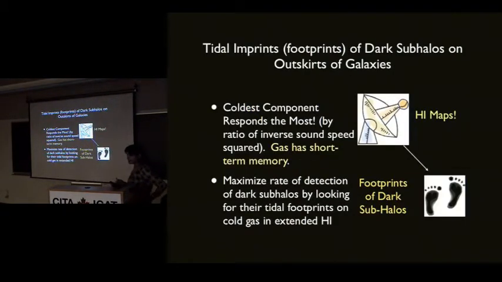However, it is the coldest component of the galaxy that is the most responsive, by the ratio of the inverse sound speed squared, since the gas is colder than the stars. So for this reason, you can really maximize the rate of detection of dark subhalos by looking for their tidal footprints, if you will, on the extended HI disks of galaxies.